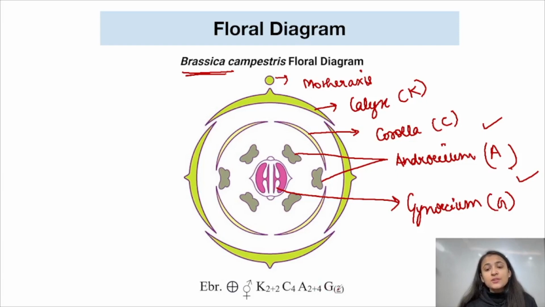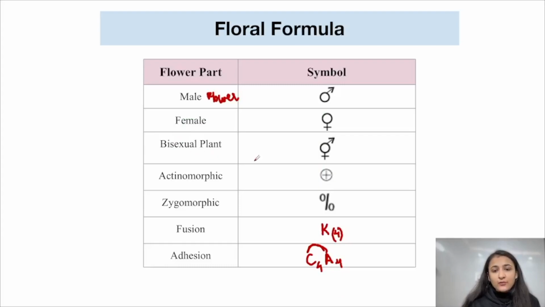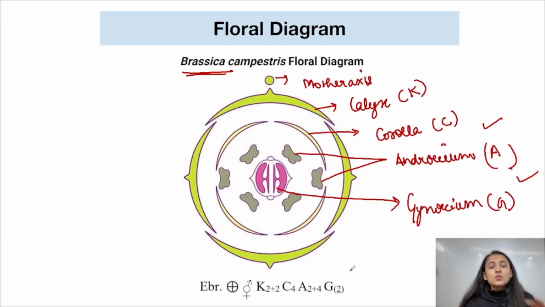Then gynoecium is present. Two ovaries are there. 2 carpels are there, but they are fused with each other. So syncarpous condition is there. That is why this fusion symbol is mentioned here, because in the previous table we studied that for fusion this symbol has to be mentioned. So that is why the 2 is surrounded by closed brackets, because it represents that the 2 carpels are fused with each other. Syncarpous condition is there, and since the ovary is superior, that is why below this 2 we have drawn a line like this.